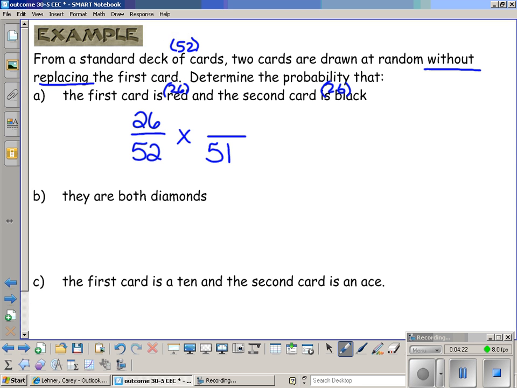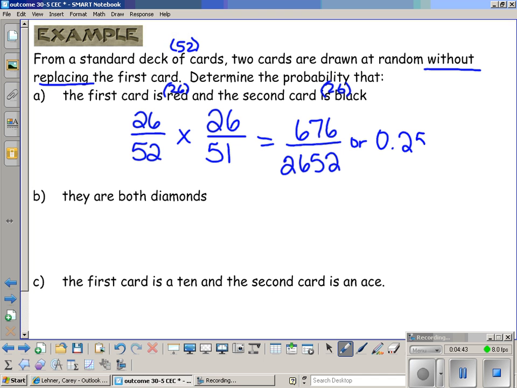So you've pulled out a red card, all 26 black cards are still there. So we can still choose from any of the 26. Multiply these together, 676 out of 2,652. If that doesn't really make a whole lot of sense to you, you can write it as a decimal, 0.2549. Or you can write it as a percent, so about 25% chance of this occurring.